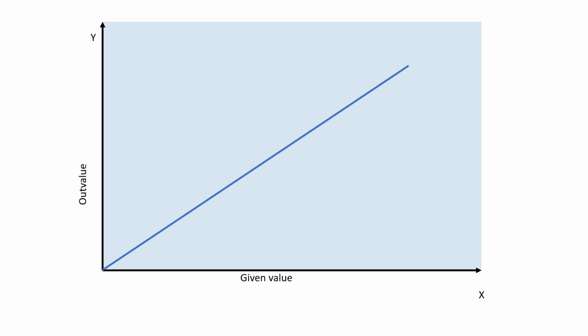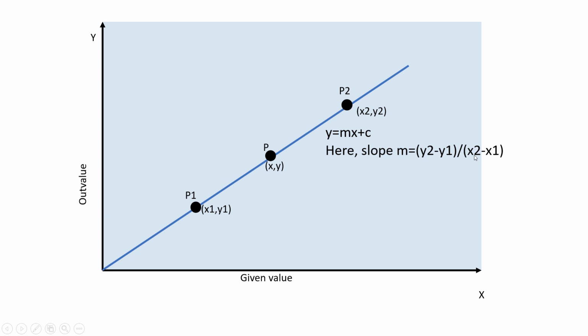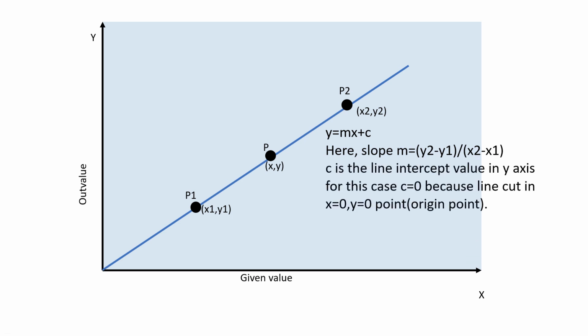As you know, the linear line equation says that if we know 2 points of a linear line, then we can find the third point's output value if we give the other value. Like if we want to find the y value when we get the x value. So here the linear line equation is y equals mx plus c. M is the slope, and that is y2 minus y1 divided by x2 minus x1, and c is called the intercept value.